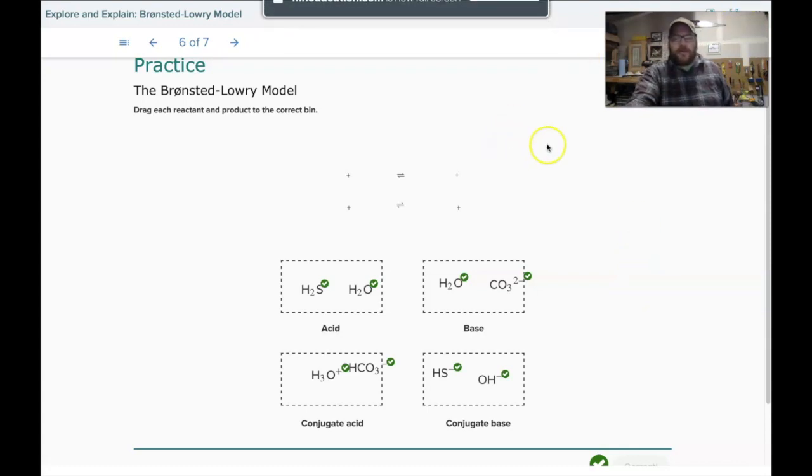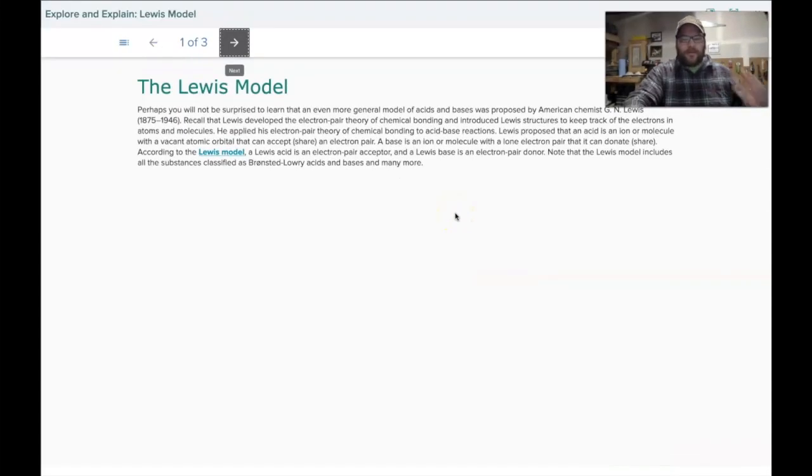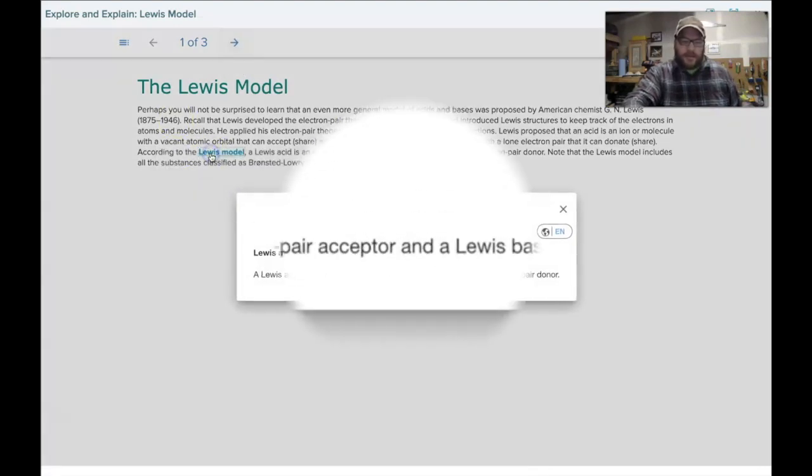We're going to jump on over and learn the third one real quick, and then we'll sum this whole thing up and get on our way. Okay, we're over here looking at the Lewis model now. So Lewis models, as you might guess, might be related to the Lewis dot structure that we talked about at the beginning of the lesson here.